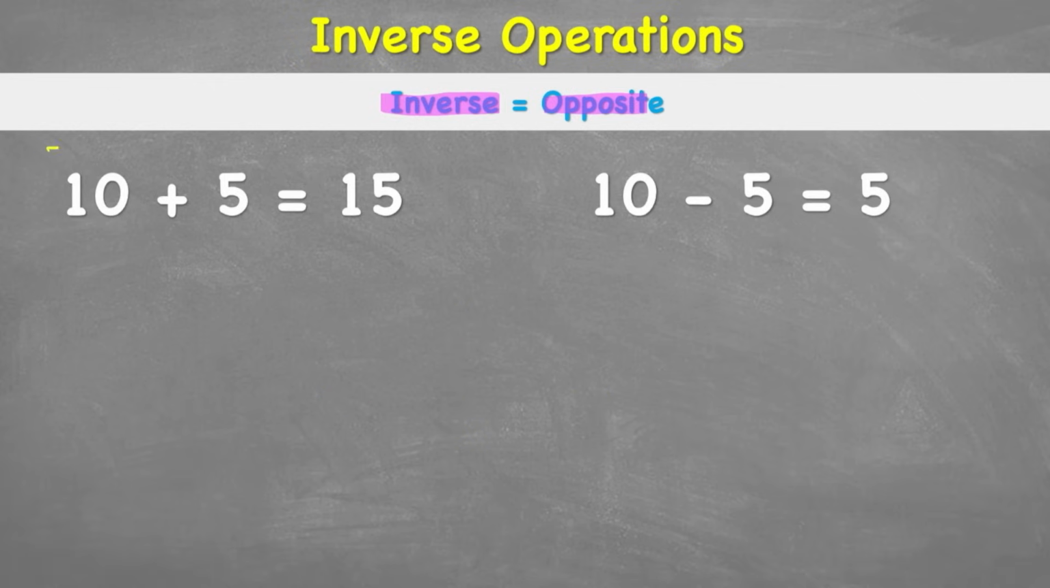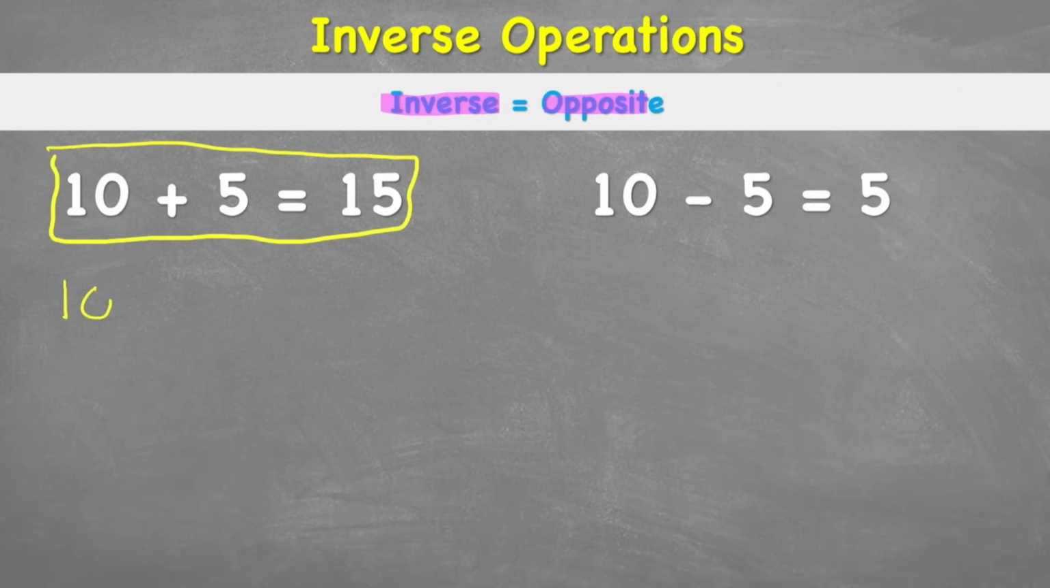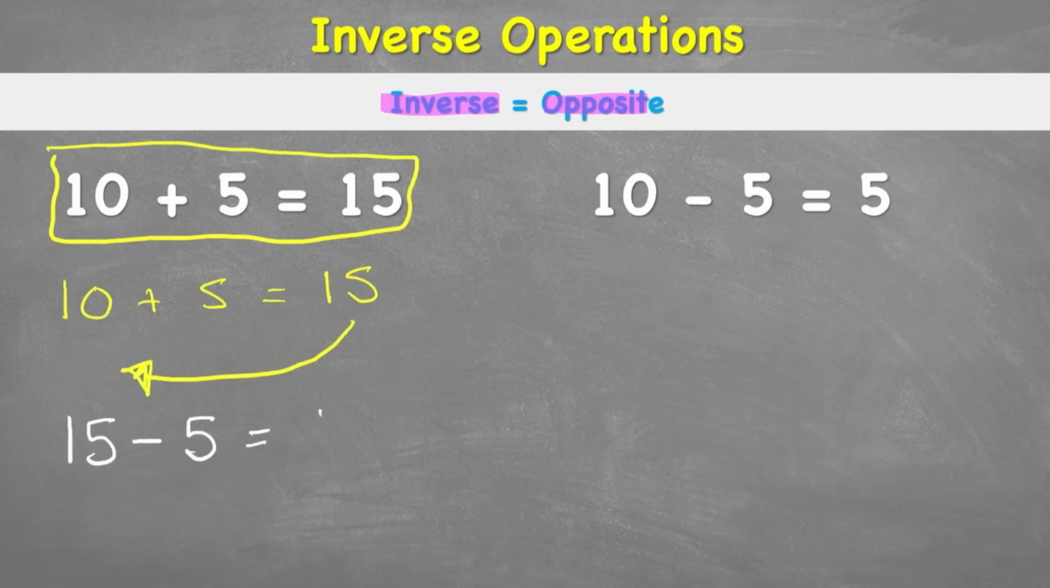And let's have a look with this first example here, where we have 10 plus 5 equals 15. Well, we could have 10 plus 5 equals 15, or we can do the inverse, which means we come backwards. So let's rewrite our question as 15 take away or subtract 5 equals 10. And hopefully you can see that that is the same question just written backwards, but with the inverse operation. We had addition, now we have subtraction.